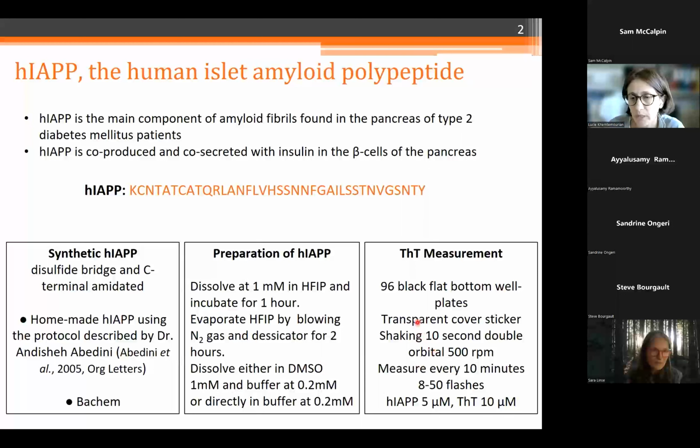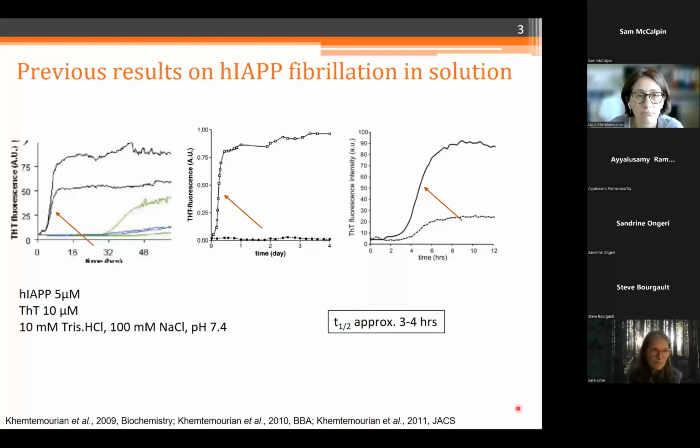Then for the ThT measurement, I use a 96-well black flat bottom plate with a transparent cover sticker. I shake for 10 seconds, double orbital, at 500 RPM. I measure every 10 minutes and I do between 8 and 50 flashes. I use a concentration of 5 micromolar of IAPP and 10 micromolar of thioflavin T. And during the last 10 years, I have had the same reproducibility. So with 5 micromolar of IAPP and 10 micromolar of ThT, in this buffer, I have a T-alpha of around 3 to 4 hours, which is here, here, and here.